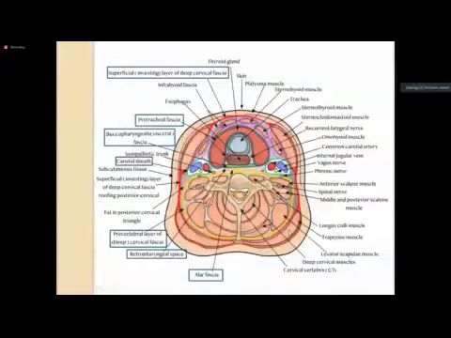So investing layer of deep cervical fascia basically encloses these muscles anteriorly and posteriorly. Then we have layer of pretracheal fascia. As the name suggests, pretrachea means in front of trachea. So in front of trachea we have thyroid gland. So pretracheal layer basically completely encloses this thyroid gland. So this is the pretracheal fascia.